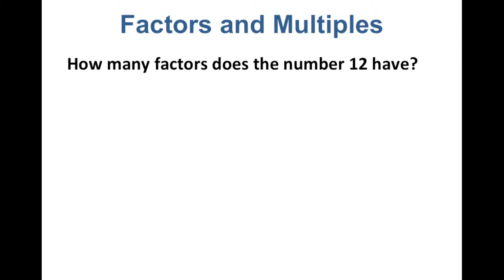Let's take a look at the number 12 again. We identified that there were three factor pairs. Let's see how we would go about finding the factors for the number 12. So we can work in order, and we start with the number 1 and think, what can we multiply by 1 to get the number 12? And of course we know we can multiply 12 by 1 to get 12.